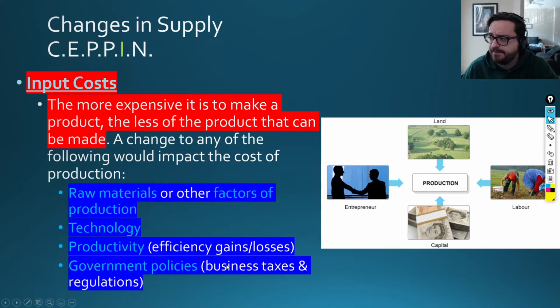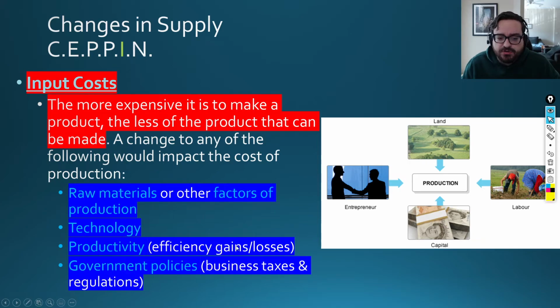These are all very good vocab buzzword things that you'll see in a question and be like, oh, input cost. If any of your factors of production or your raw material resources that you use to make a product become more expensive, supply goes down. If your technology gets better, more productive, useful technology, your supply would go up because you can produce things more easily.